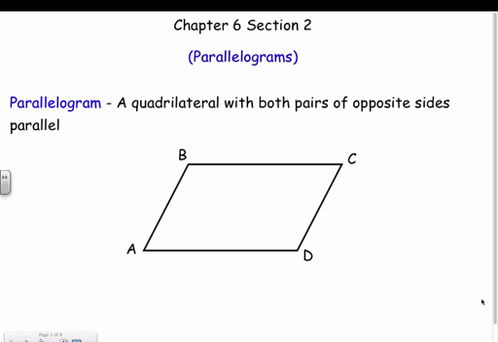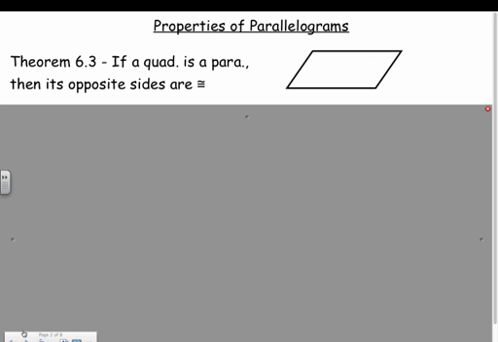name parallelogram. So if I look at BC and AD, I would say that these two lines are parallel. The opposite sides are parallel. Same thing with the other opposite sides, AB and DC. These sides are also parallel. And we state that with the use of arrows. They show that they're parallel. They go on forever and they never cross. So a parallelogram. And we have all kinds of theorems here.